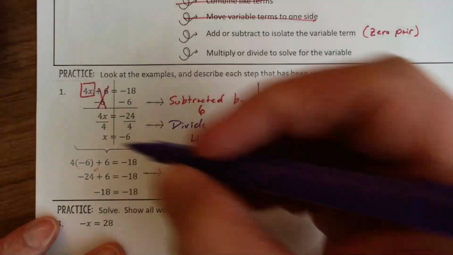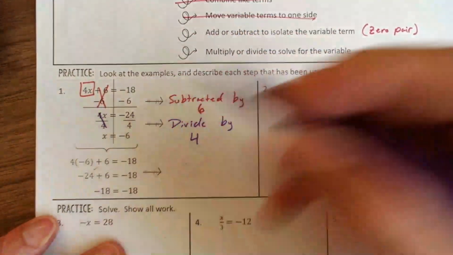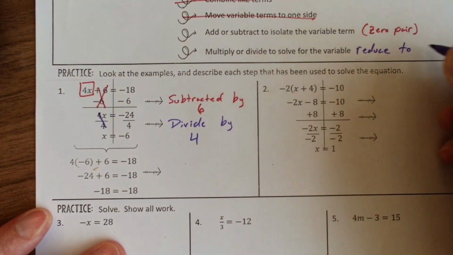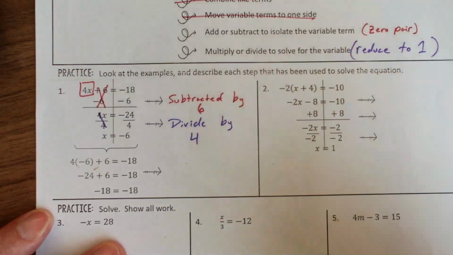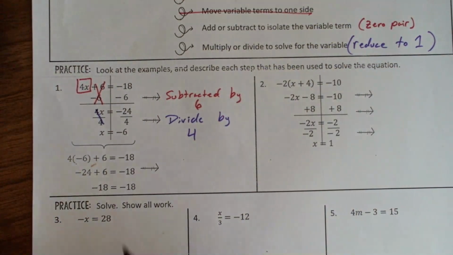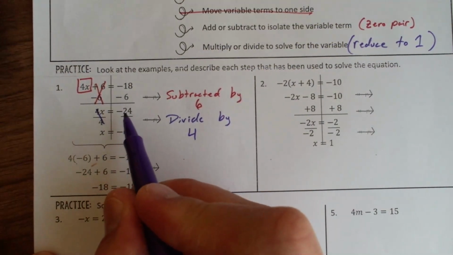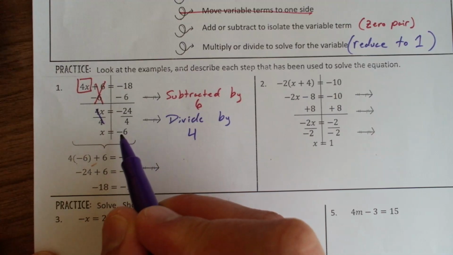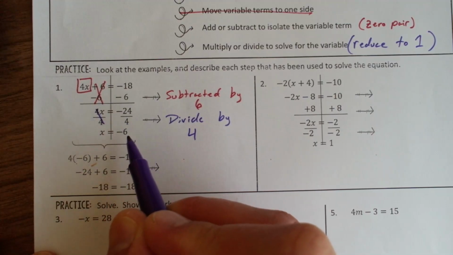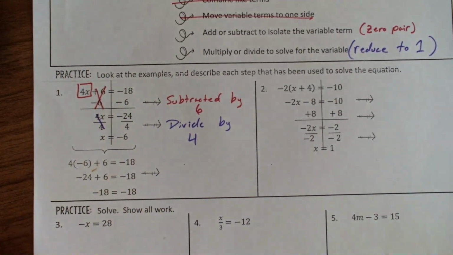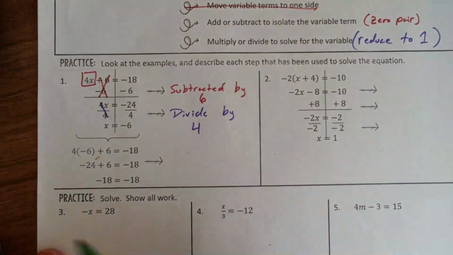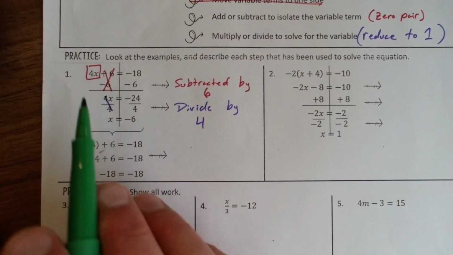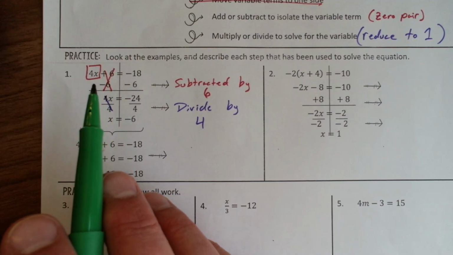We want to reduce this value in front of x to 1. And 4 divided by 4 is 1. Negative 24 divided by 4, a negative divided by a positive is a negative. 24 divided by 4, that's 6. Now here's an important piece. This is one of the times that we can double check ourselves and make sure that we are perfect and that we have the correct answer.